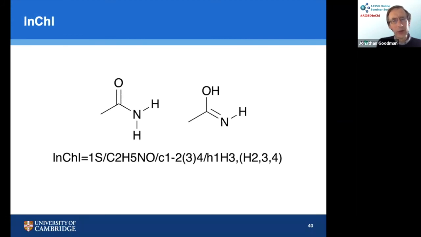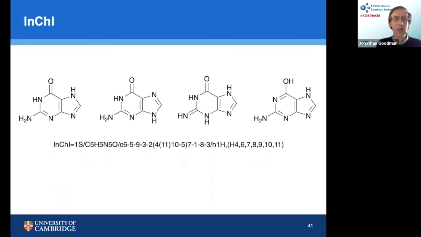And this can be useful if we think about DNA bases, for example. Is this the correct representation, or should the hydrogen be here, or should the hydrogen be here, or should the hydrogen be here? These are all probably the same molecule. They all have the same standard InChI. Well, when I say they're the same molecule, as I've drawn them, they're different structures because the hydrogens are in different places. But if you were to put them in water, you wouldn't be able to distinguish them or separate them. So maybe they are the same molecule.